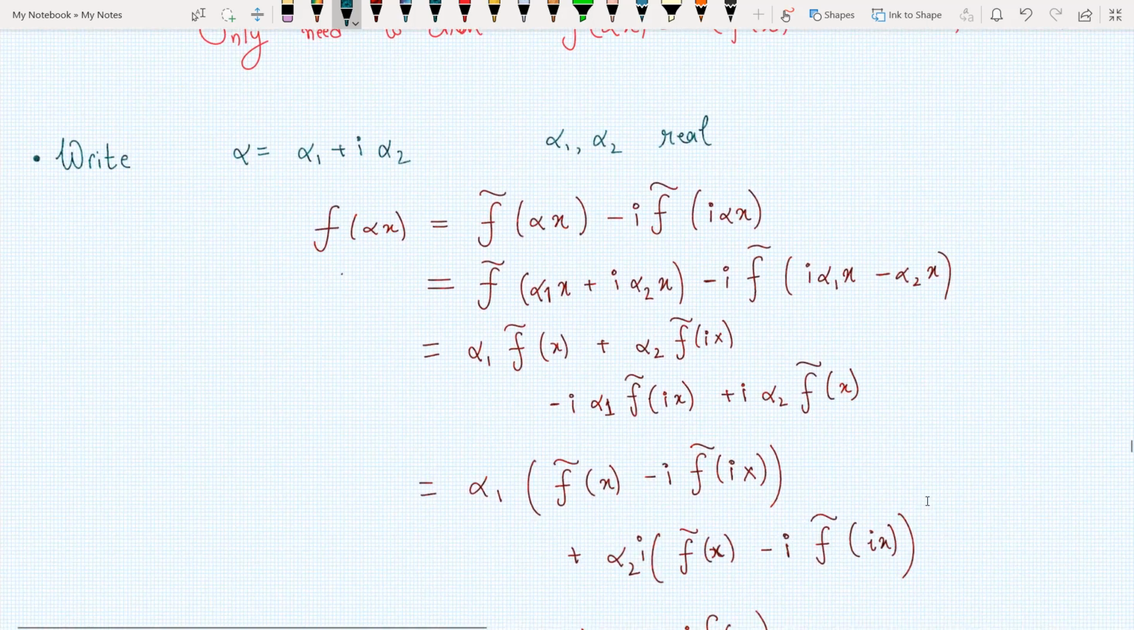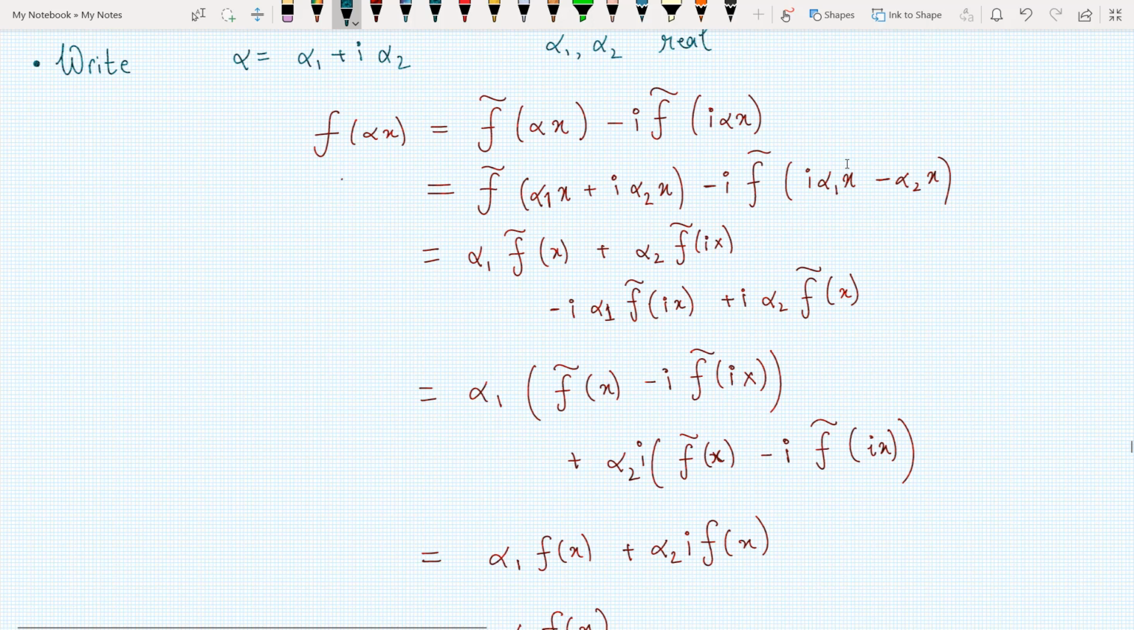Now how would I deal with it? I take my alpha, a complex number, to be alpha 1 plus iota times alpha 2, where alpha 1 and alpha 2 are real numbers. Now how would I write f of alpha x? I again divide this f into f tilde into two separate parts by definition. This is what I had defined before. Okay, and now I substitute this alpha with alpha 1 plus iota times alpha 2. So this step is just substituting alpha equals alpha 1 plus iota times alpha 2.